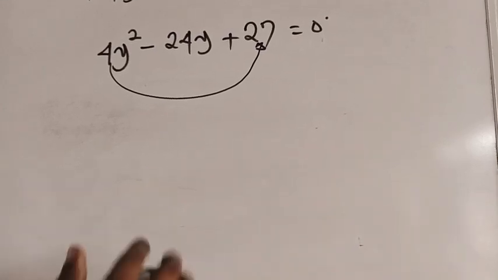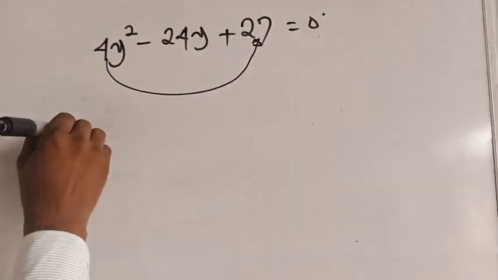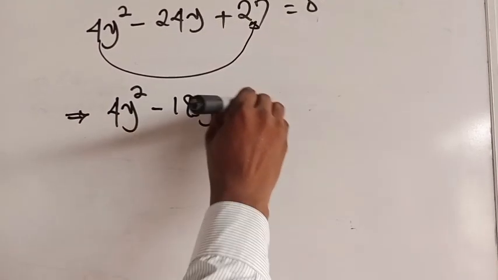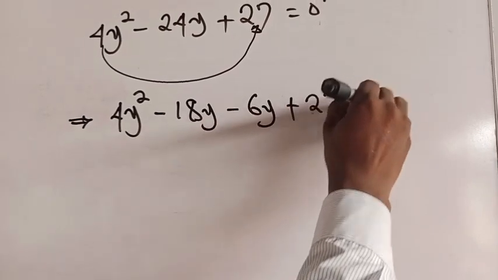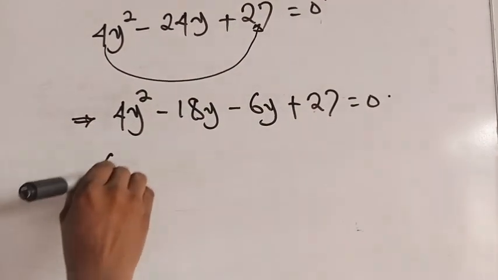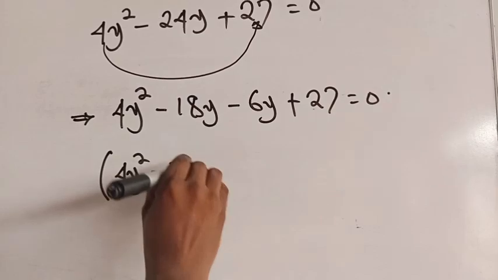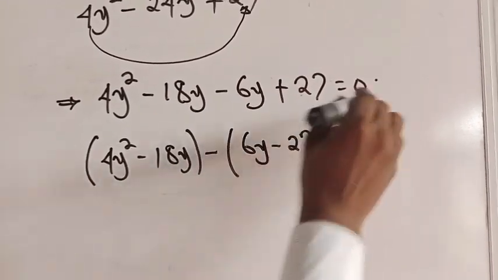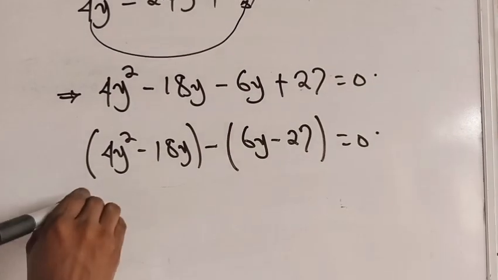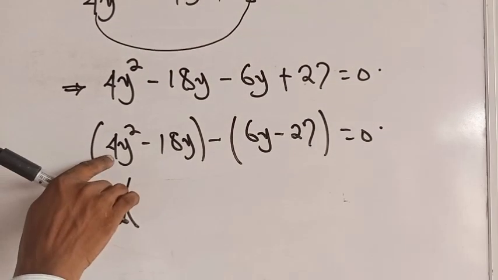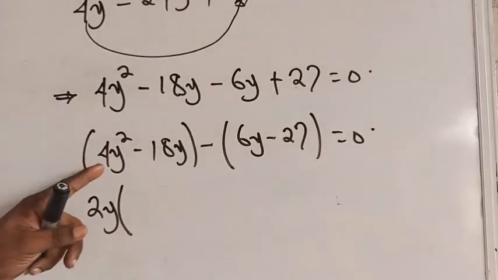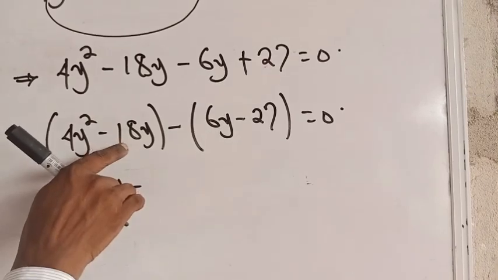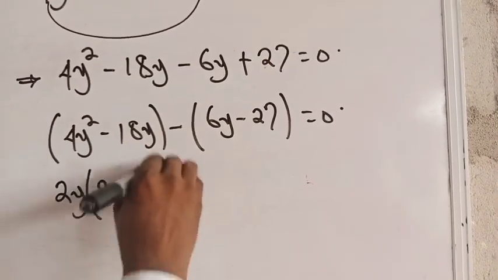So let's use 18 and 6 to replace the middle term. If that should happen, I'm going to have 4y squared minus 18y minus 6y plus 27 equals 0. I'll bracket the first two, 4y squared minus 18y, and the last two, minus 6y plus 27. What is common in the first bracket is 2y. 2 is a common factor of both 4 and 18. So I remove 2 from here, I'm left with 2. I remove y, I'm left with y. If I remove 2 and y as a factor, I'm left with 9.